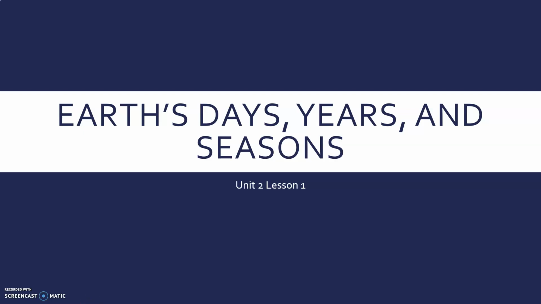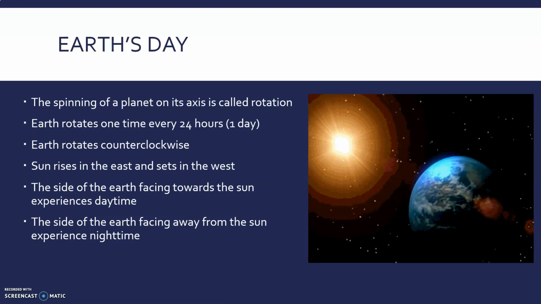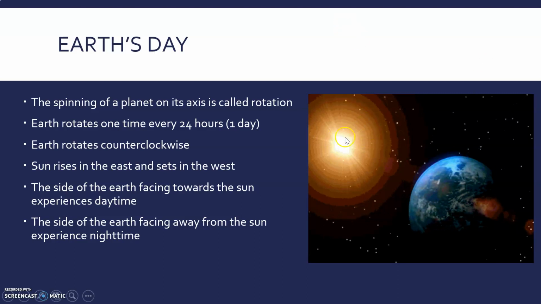Today we're going to talk about Earth's days, years, and seasons. All right, Earth's day. The spinning of a planet on its axis is called rotation. So let's look at the picture. We have two objects in the picture that are the biggest. We have what would be the sun, a star, and then we have our Earth.